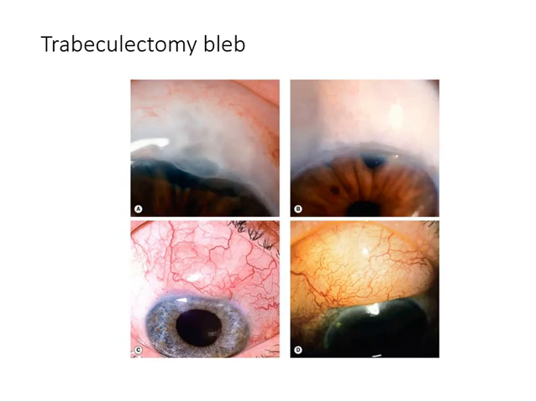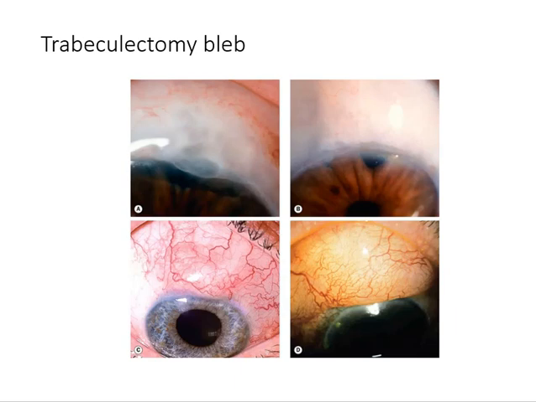The bleb on the lower left side is vascularized. You can see it's still raised, but it's very red and injected. And the one on the bottom right has a cyst under it. And these two on the bottom are not normal looking blebs. And of course the one on the top right is not a normal looking one.